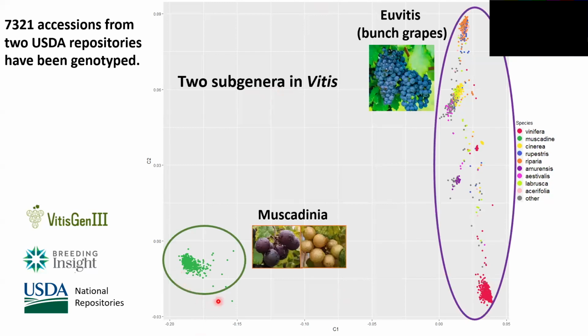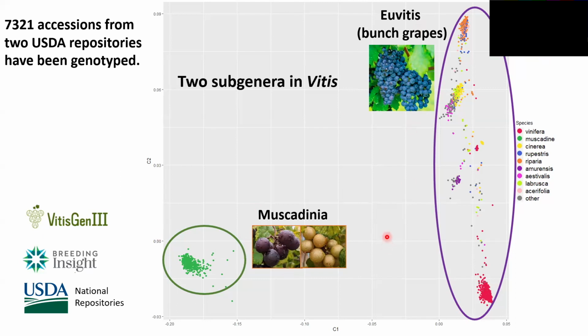On the left side, this cluster of green dots is in the group called Muscadinia. These Muscadine grapes are native to the southeastern US, from North Carolina all the way to Florida in the south and to Arkansas in the west. Basically they are adapted to the very humid, hot weather in the southern US. They look very different from the grapes we are used to, as shown here.